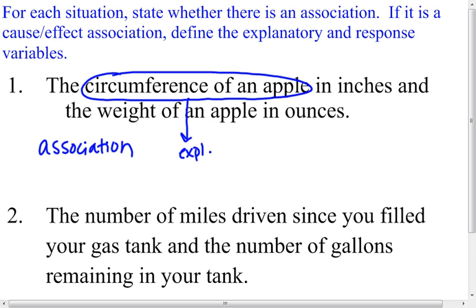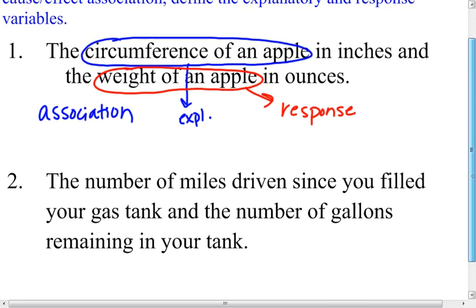And the weight of an apple, I'm going to change colors here so this isn't so confusing. The weight of the apple would be the response. And maybe what you want to do is underline one once and underline the other twice or something so that you don't have to make all these scribbles. But definitely association. The circumference is the explanatory, and the weight is the response.